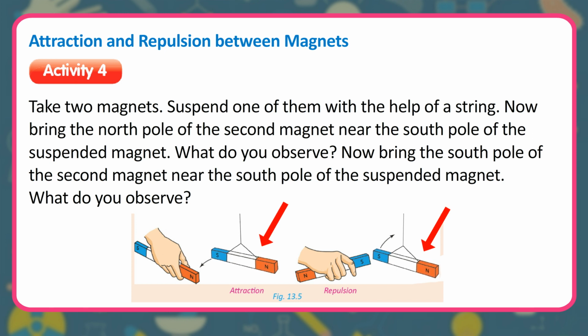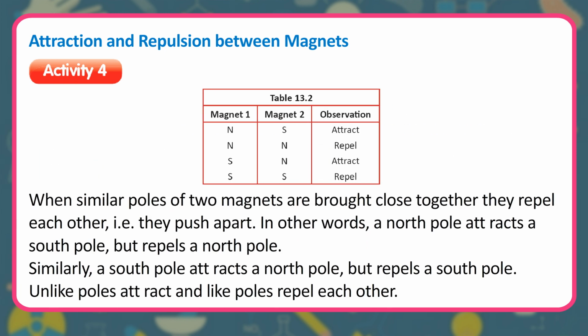Attraction. Repulsion. Table. Magnet 1: N, Magnet 2: S, Attract. N, N, Repel. S, N, Attract. S, S, Repel. When similar poles of two magnets are brought close together, they repel each other, i.e. they push apart.